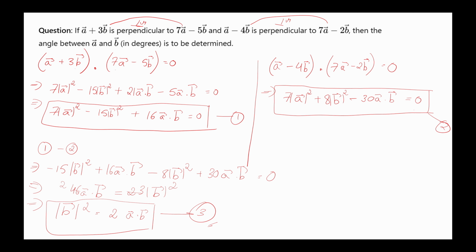Now from here what we can do is, since we've gotten the value of b vector square, let us substitute it in any one of these equations, so that we can find out the value of a vector modulus as well in terms of a vector dot b vector. If we find that out, that means we can find the relation between modulus a and modulus b, and once we find that out, it would become very easy for us to find out the angle between them. So let us put the value of b vector modulus square in, let's say, equation 2. So 3 used in 2.